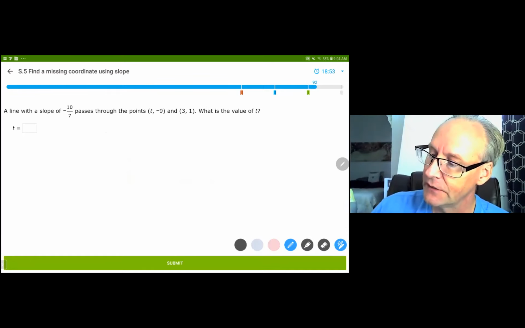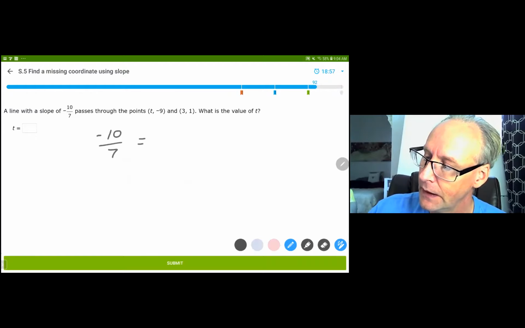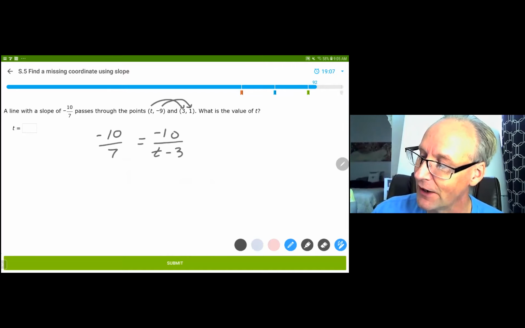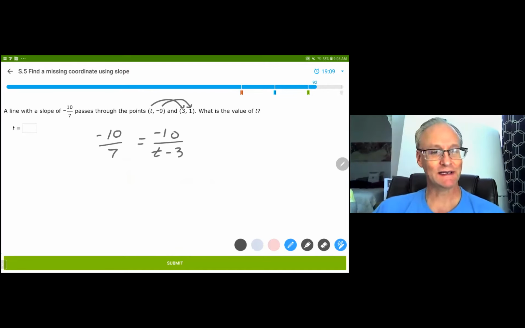We have a negative 10 over 7. And it looks like I'm going to go in this direction. That's going to be negative 9 minus 1, which is negative 10, and we got a t minus 3. Oh, now I'm going to use the opposite trick. Notice if my numerators are the same, my denominators also have to be the same. So clearly t has to be 10, doesn't it?